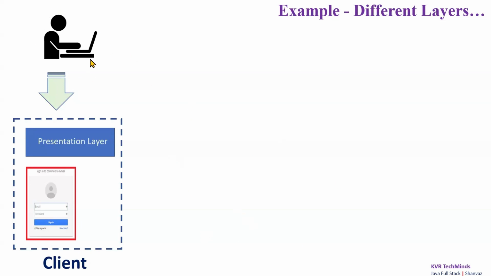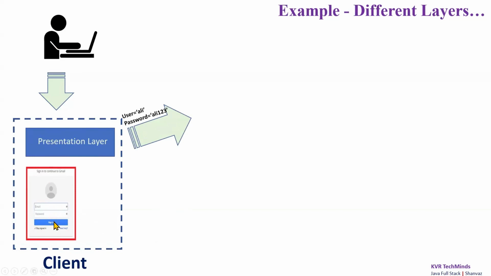So some user is there, sitting with the laptop. He wants to check his emails, right? If he wants to check the emails, he has to log in to the system. What he's going to do is provide the user ID and password here. That is called the presentation layer. Through the presentation layer, we will be giving user ID, password, required inputs, and then we are going to submit this.